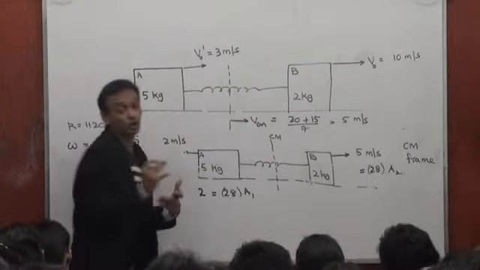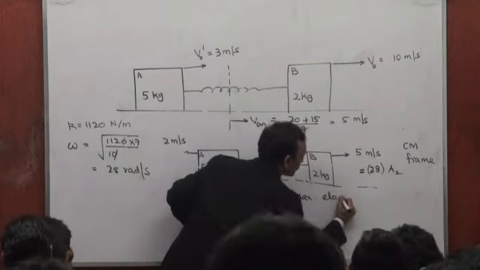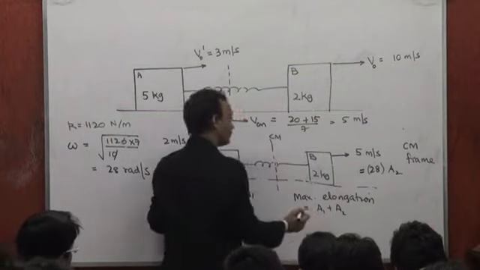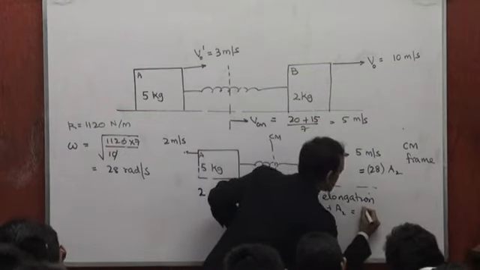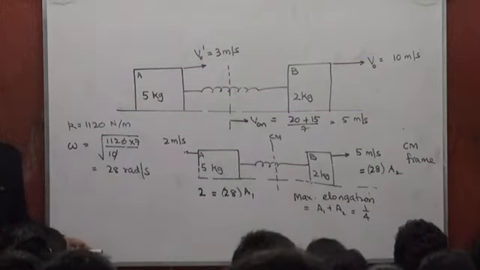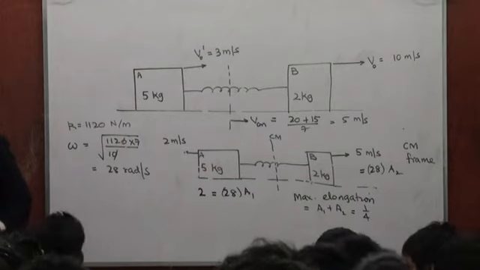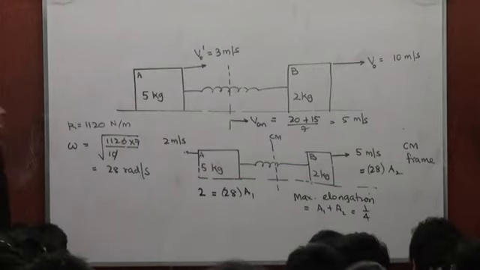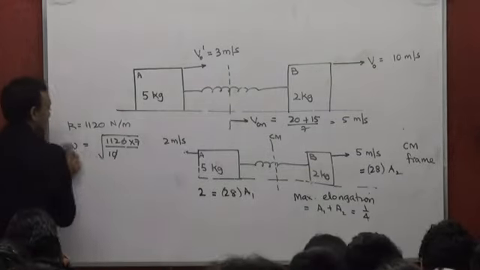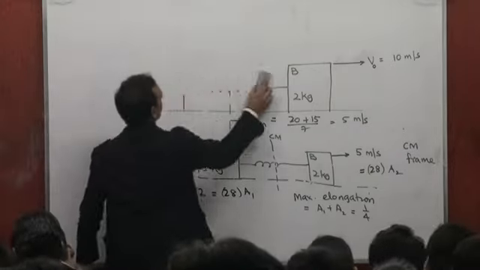So the maximum elongation is going to be A1 plus A2. Yes or no? Seven by 28, 1 by 4 of a meter. 25 centimeters is the maximum elongation. So the problem gets significantly reduced in bulk when you look at it from the center of mass perspective, right? Not a problem, right?